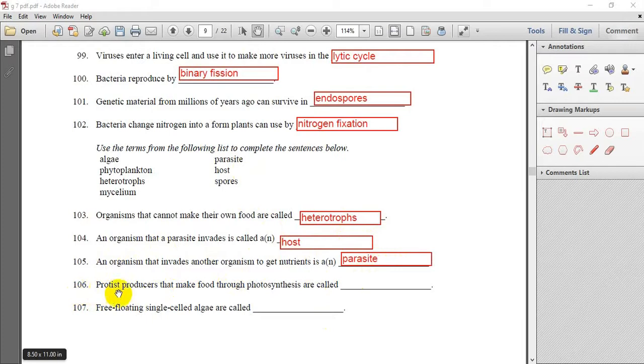Question 106. Protist producers that make food through photosynthesis are called. The protists that make food, we call them algae. Free-floating single-celled algae. We have two types of algae. Some of them are single-celled and live on the top of the ocean, and some of them are multicellular organisms like seaweeds. So here in this question he's asking about the single-celled algae, so we call them phytoplankton. Now let's move to the next question on the next page.